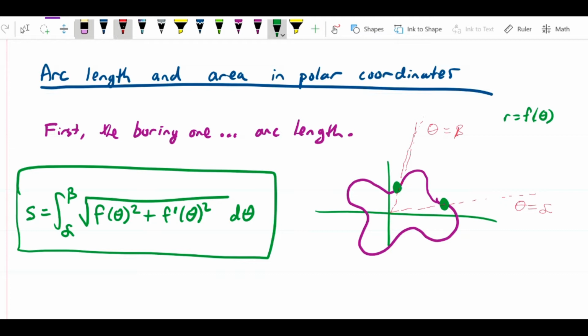So let's suppose that what I want to do is find the length of this blue path on the purple curve, which is r equals f of theta. I want to find the length of the path going between these two green dots. Well, we know that the variable is theta, which means that I'm going to need two angles. So what I've drawn in here is a ray going through the first green point to show the first angle, and I'm calling that theta equals alpha. I've made another ray that goes through the second green point, and that's going to be theta equals beta.